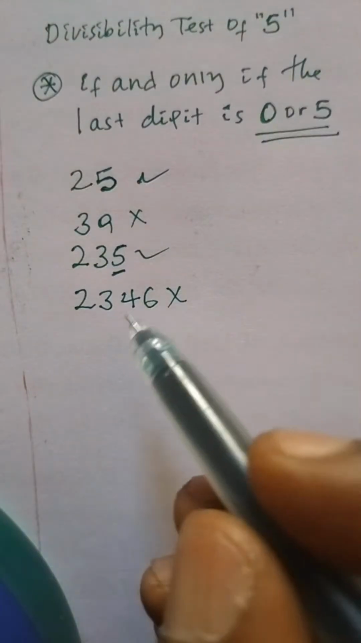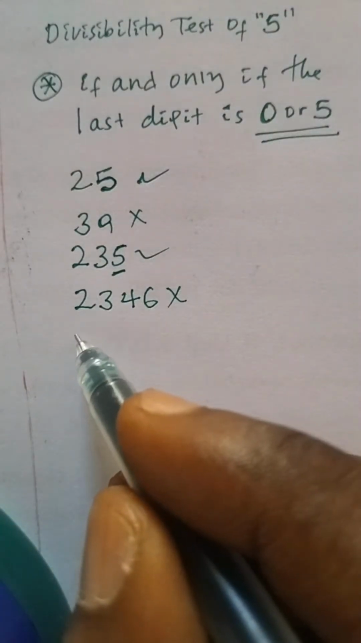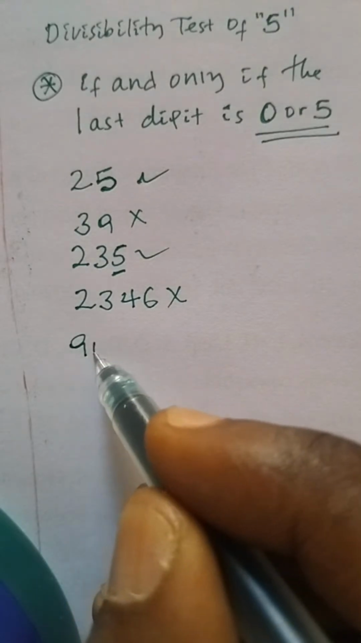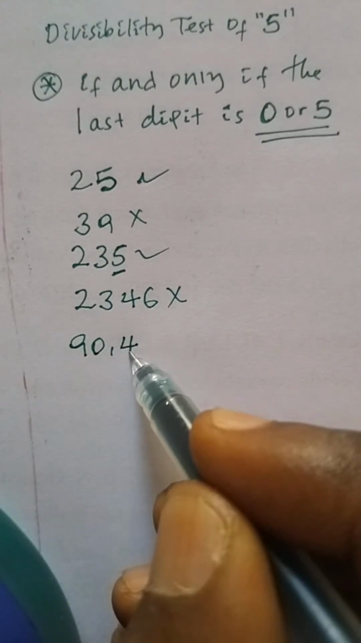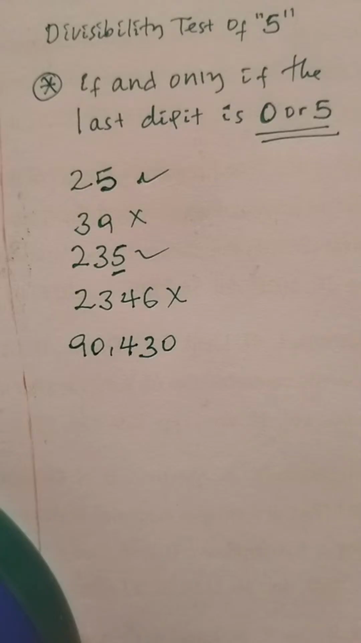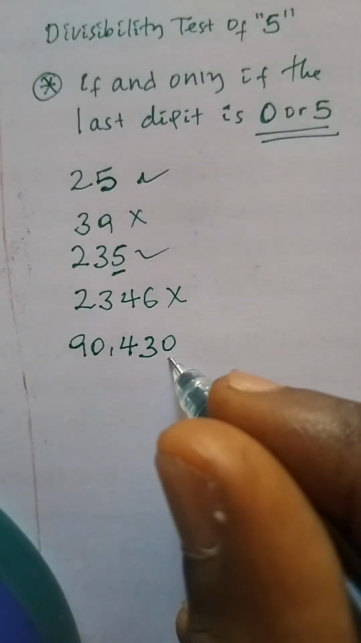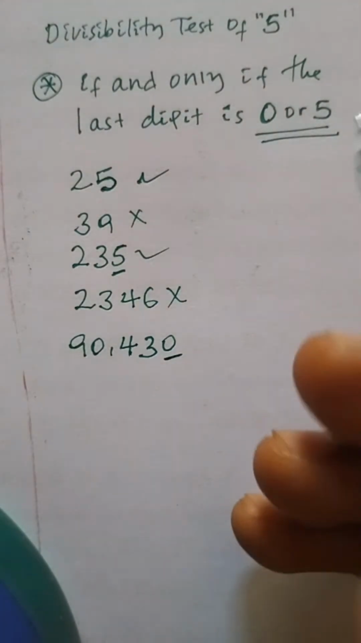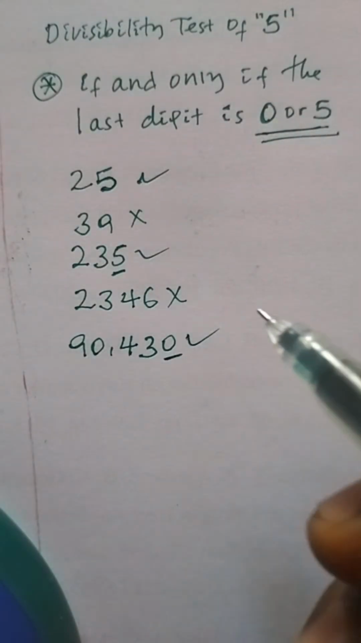Okay, let's take a bigger number, 90,430. Is this number divisible by 5 without remainder? Yes. By the way, when we say divisible by a number, it is only if it is divisible without remainder. If there is a remainder, any number is divisible by any number with a remainder. Look at this. This is 0, so it is divisible by 5.